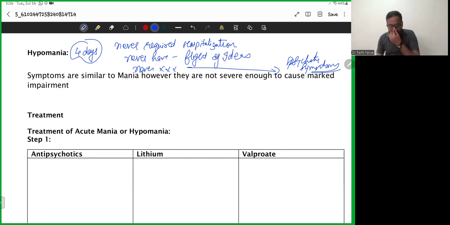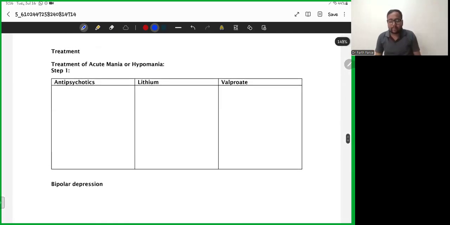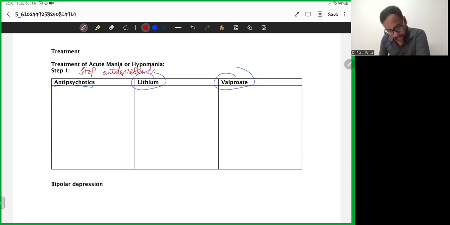Okay, done. So how can you treat the patient of acute mania or hypomania? You can have antipsychotics, you can have lithium, and you can treat by valproate. Okay, let's talk in details. First, the first step is you need to stop antidepressants. The drug of choice for acute mania and hypomania will be antipsychotics.